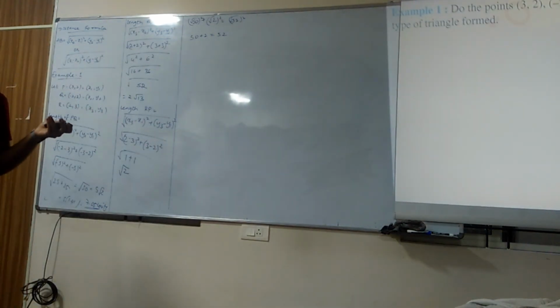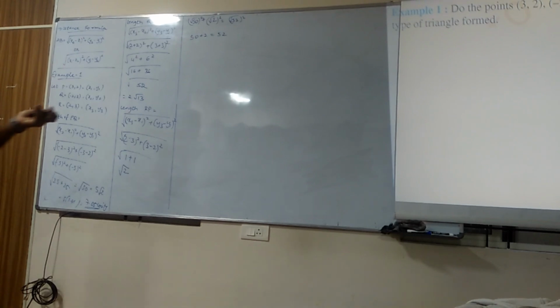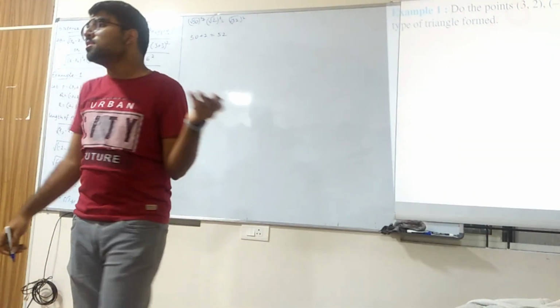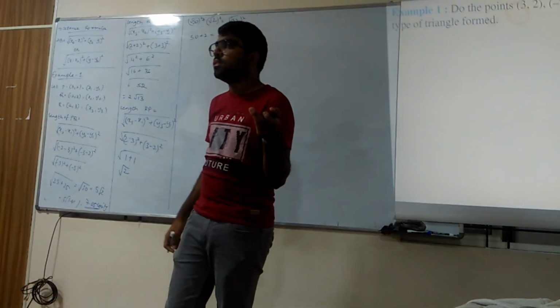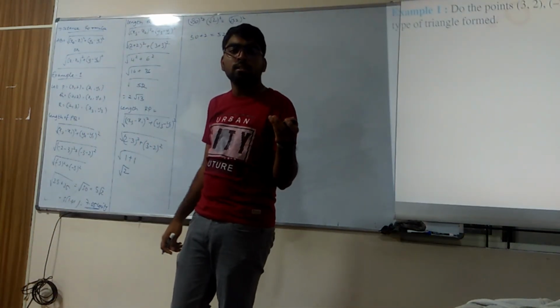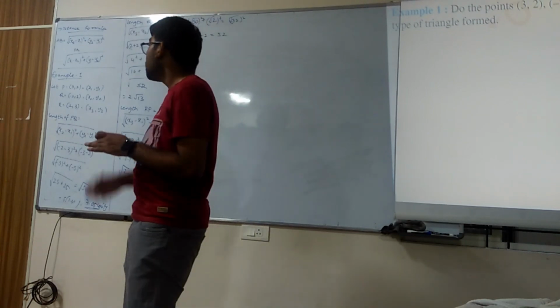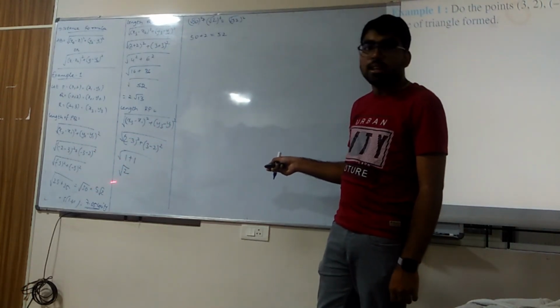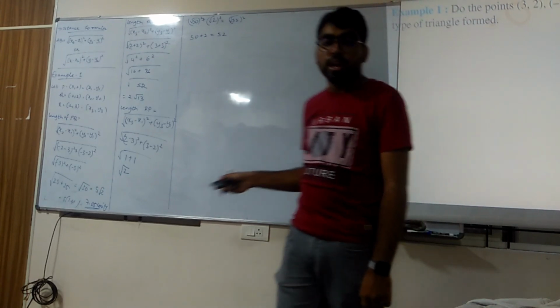It's the Pythagoras theorem proved. So henceforth it's a right angle triangle. So what kind of triangle is formed? Triangle PQR is a right angle triangle. Clear? Make a note of it. Till this point, I'll give you the explanation.